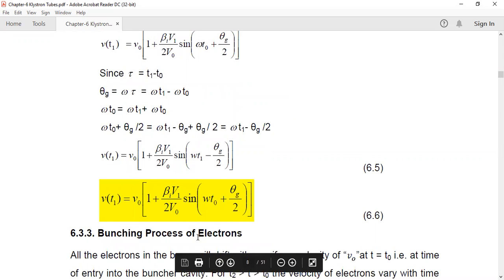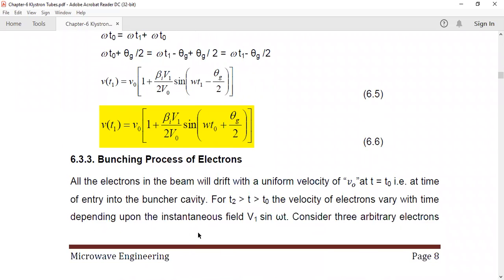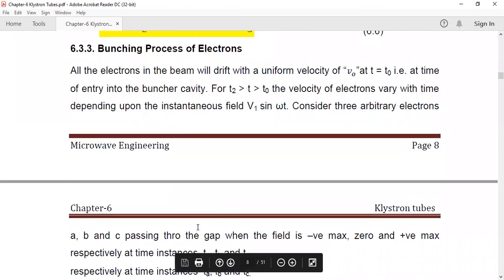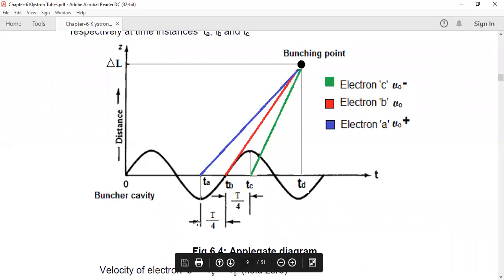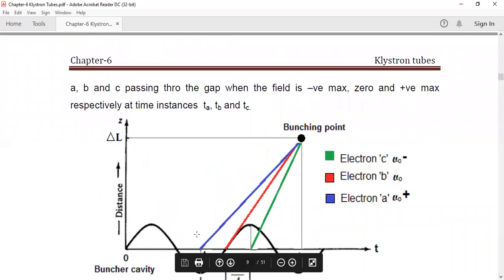Now suppose they ask to explain about the bunching process. How to explain the bunching process? We can explain the bunching process by using the Applegate diagram. Here different questions they are asking, but the answer is almost the same. Suppose they ask to explain about velocity modulation, the same thing we can write. Explain the bunching process in the two cavity klystron or reflex klystron.